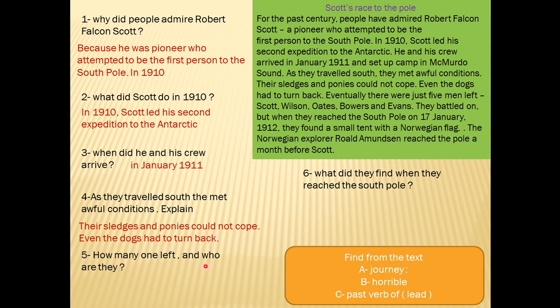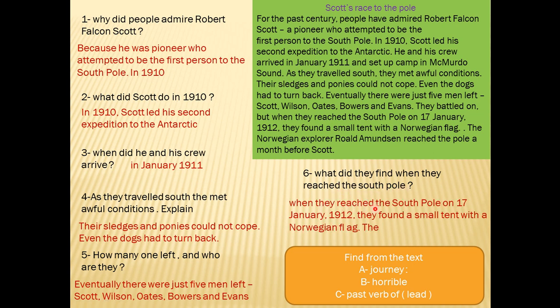How many were left and who? Yes, as we see, eventually there were just 5 men left. There were Scott, Wilson, Otis, Powers, and Evans. Those were the only 5 men who were left in the expedition. What did they find when they reached the South Pole? Yes, when they reached the South Pole on 17 January 1912, they found a small tent with a Norwegian flag.